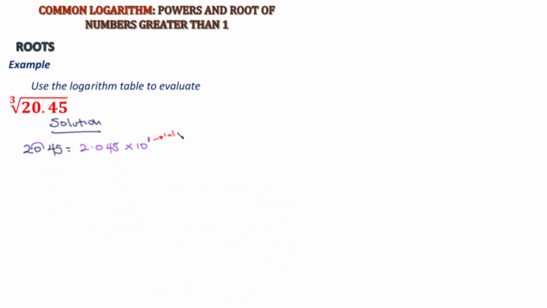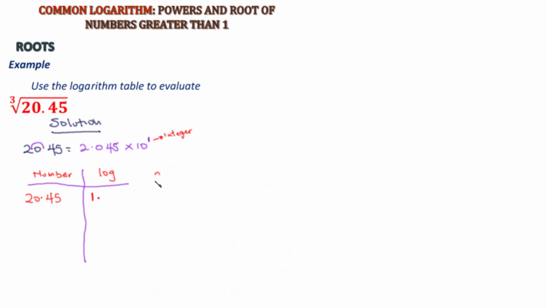Our integer is 1. Then you draw your number, then your log value. Then we can have this value. Then bring down the value, that's 20.45. Then check your logarithm table for that value, but bring down the integer. The integer is what? Is 1 point. Now let's go to our logarithm table.